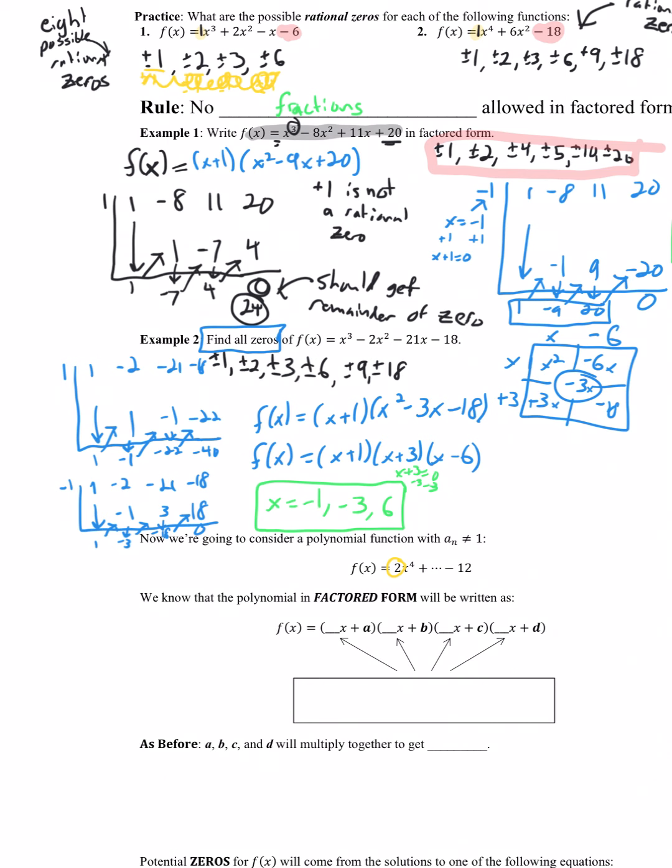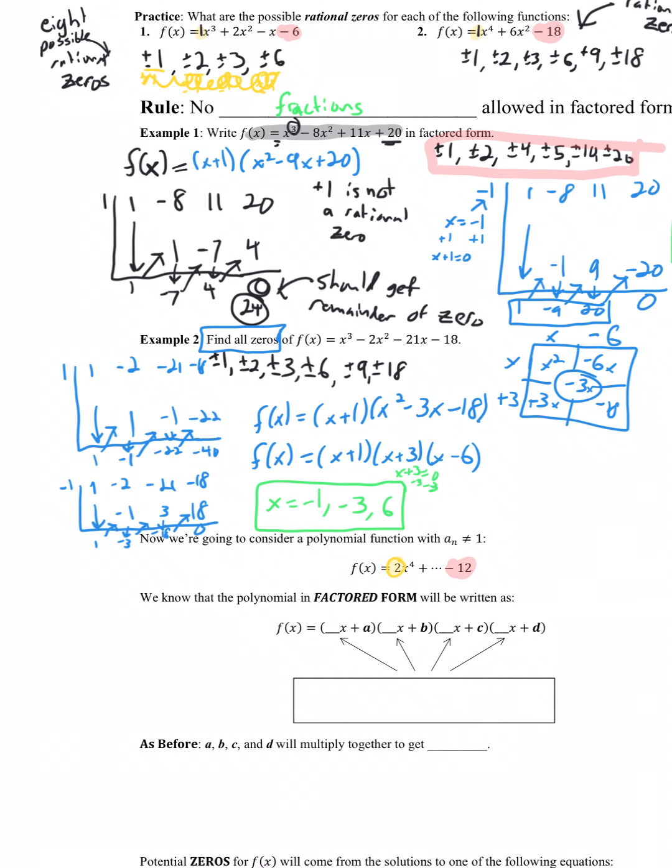Now we're going to look at another quick example here. I'm sorry, so many examples today, trying to get through it all. What happens when the leading coefficient is not 1? That's what we're looking at next. So if the leading coefficient is something like a 2, that's going to change things a little bit, but we're still going to be focused on the last term as well, in this case, negative 12.